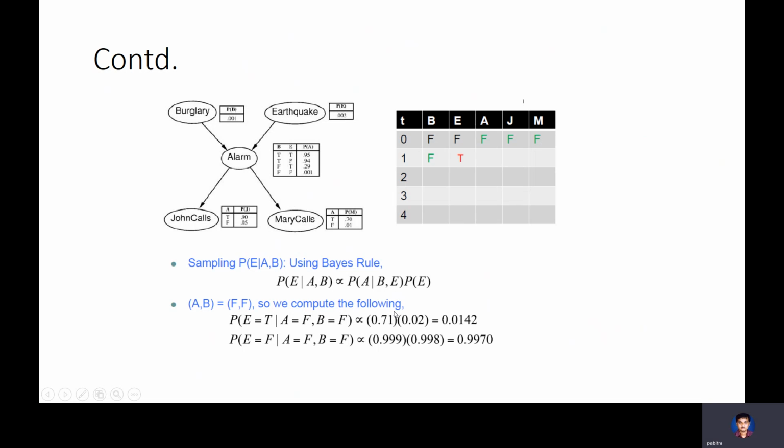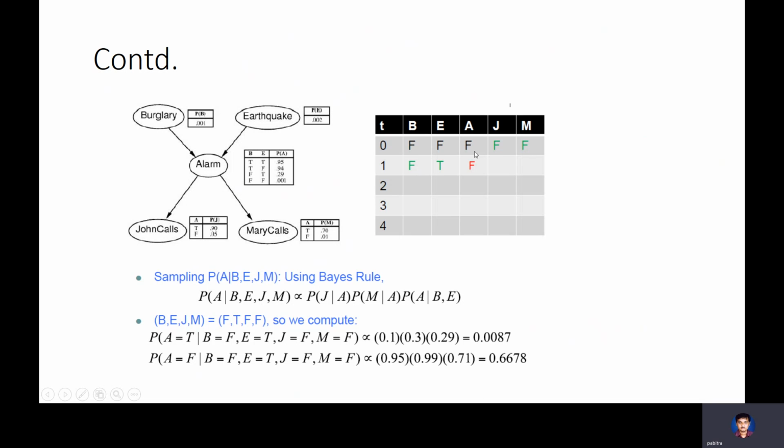Plug in these values in the CPT, apply this rule, and you get these probabilities for earthquake equal to true and earthquake equal to false. Again here the probability of earthquake equal to false is much higher, but maybe by coin toss or something it turns out to be true. So you put true for earthquake. So this is the new assignment.